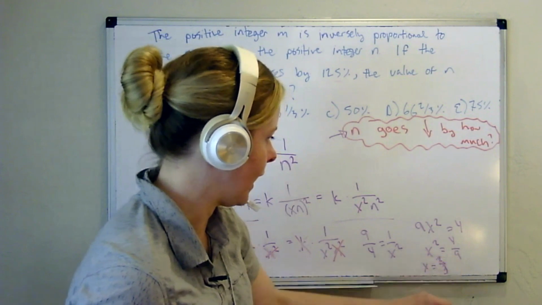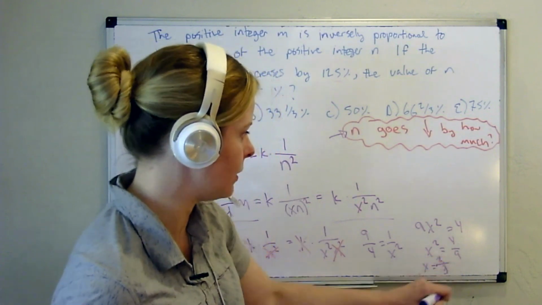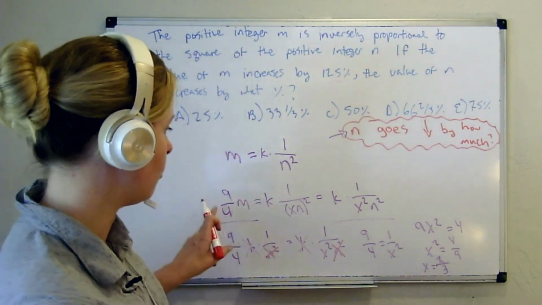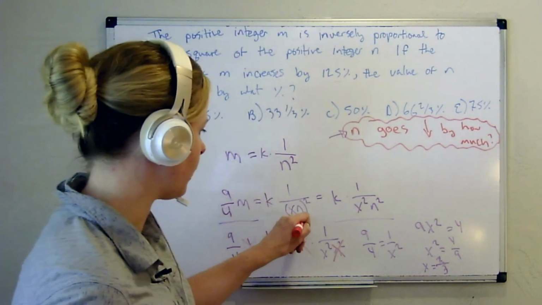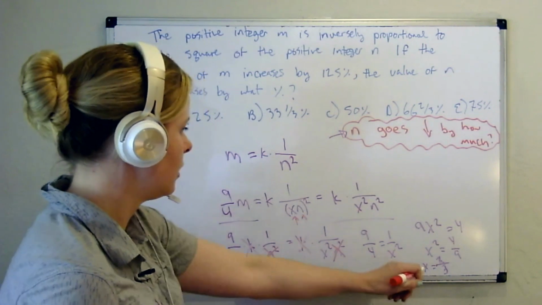So we have solved for x, which is very nice. We know exactly what happens to n when you increase m by 125%. Then this n, you are multiplying it by x, which is 2/3.